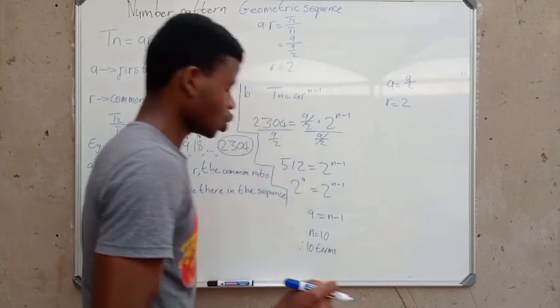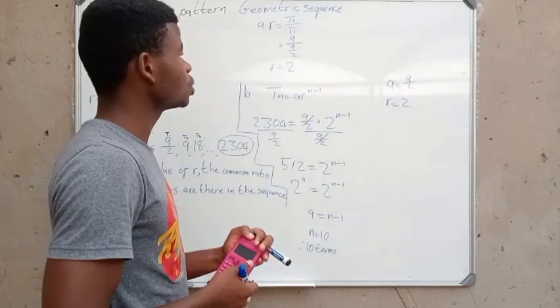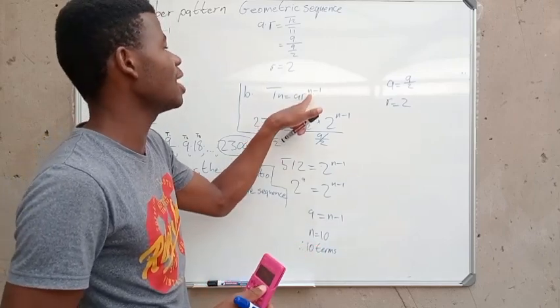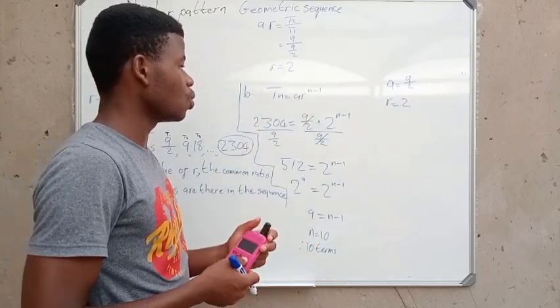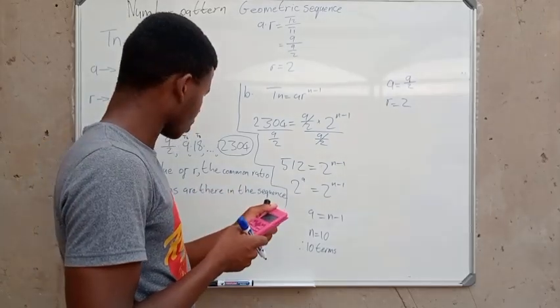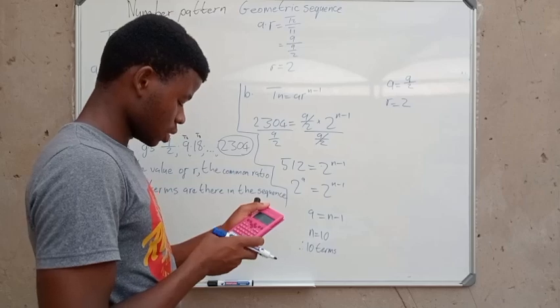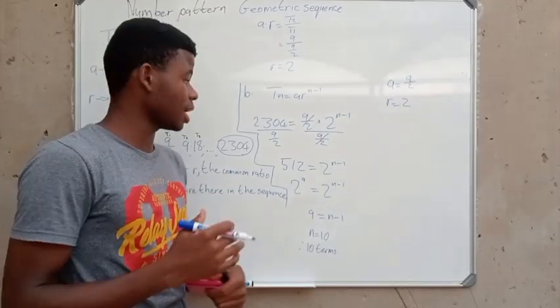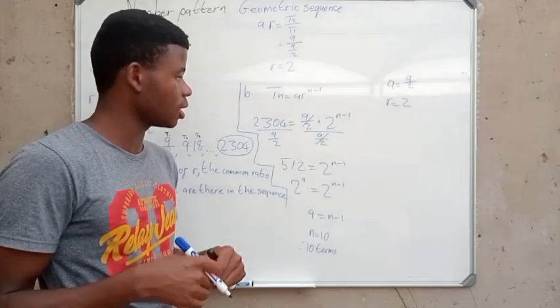So guys, for you to get the total marks here, just confirm. Put the 10 where you see the n, and see whether you get 2304. Okay, so you'll do that.